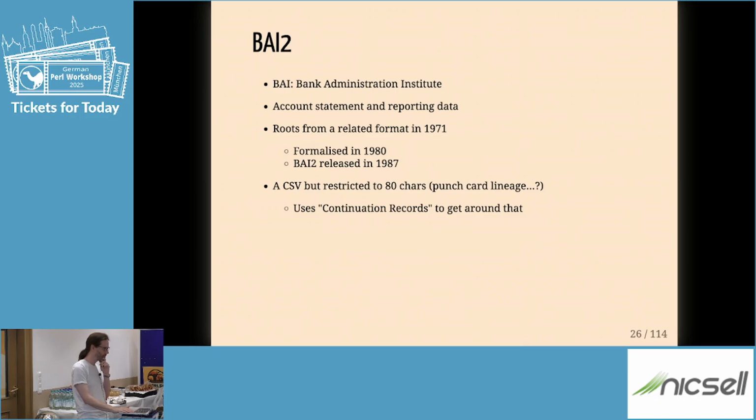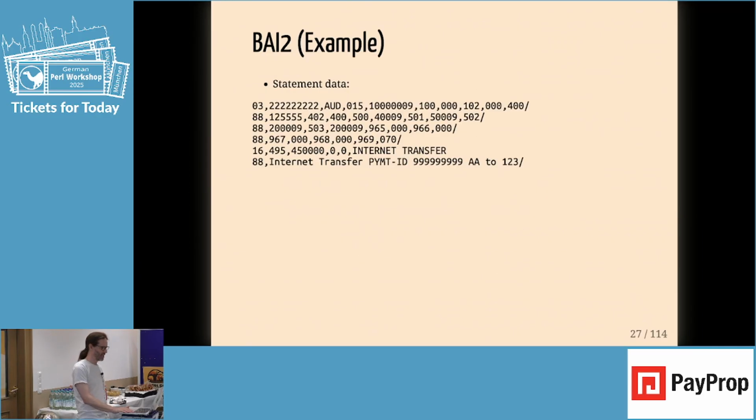It's a CSV, but restricted to 80 characters. So there's some of that punch card lineage. It kind of uses continuation records to get around this. So you see these slashes marking the end of the line, and then it needs to carry on the next line. So it's a little bit annoying to deal with.